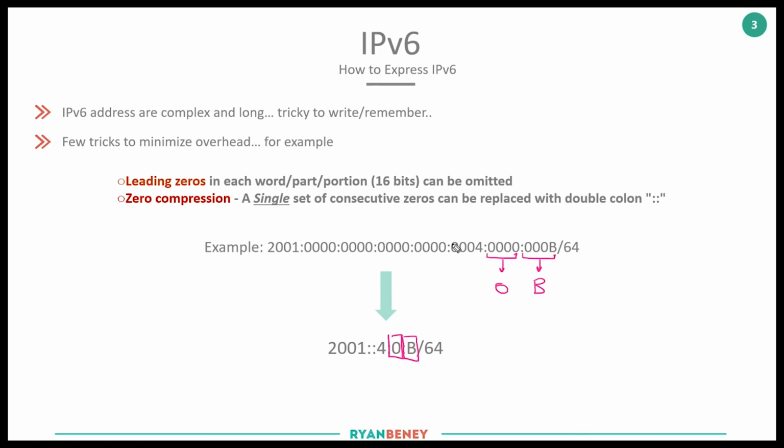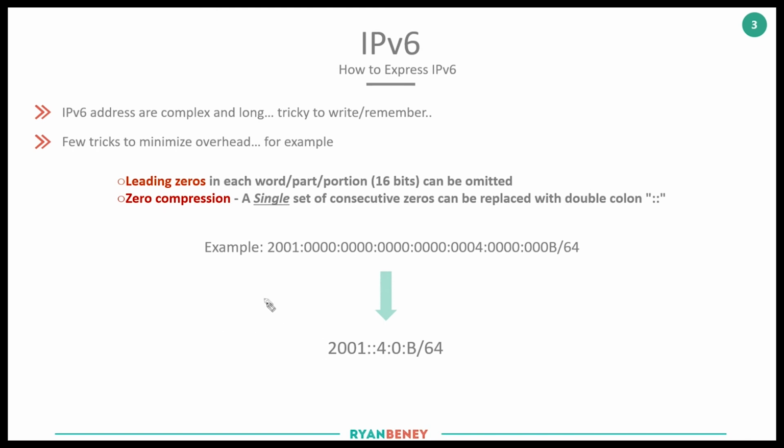Now notice here, the 4. Again, we can get rid of this and replace it with just a 4. And then the single set of consecutive zeros are all here, and they were replaced by this double colon. And then this here, because the zeros are not leading, we can't get rid of them. Because again, the application and protocols wouldn't know where to insert them back in. So that had to remain the way it is.